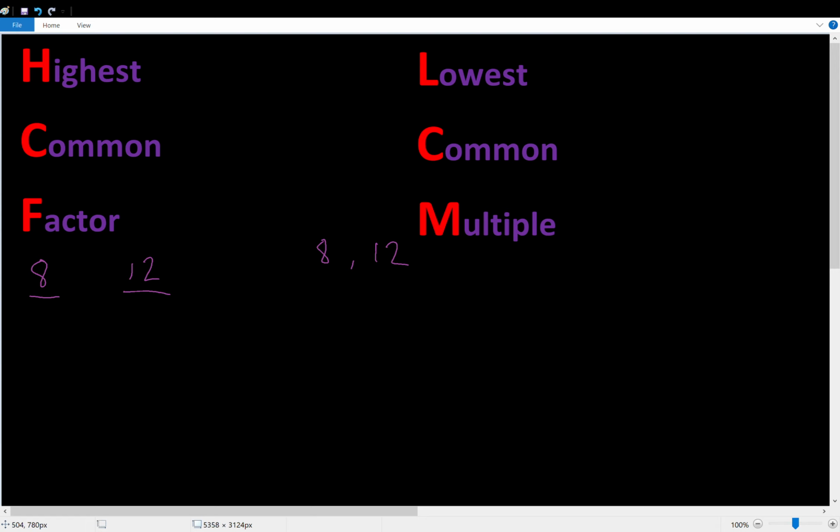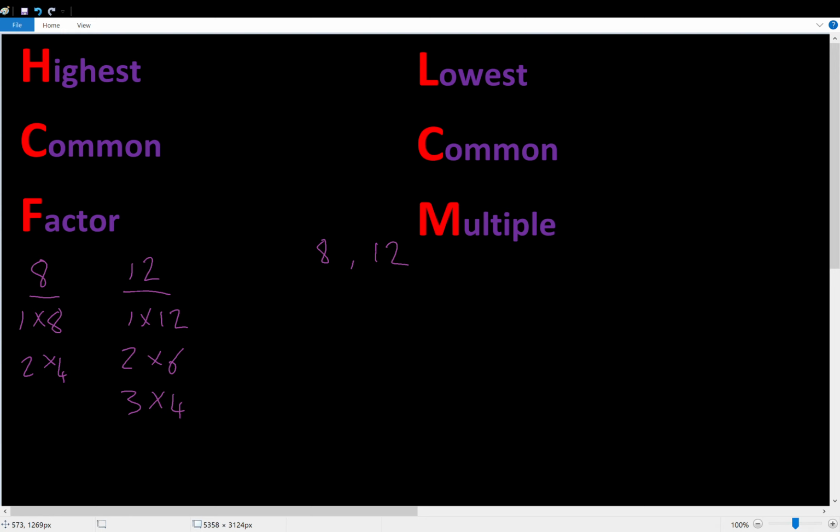So the factors of 8 are numbers that multiply together to give us 8. So we'd have 1 times 8, and we have 2 times 4. And the factors of 12 are going to be numbers that multiply together to give us 12. So we've got 1 times 12, we've got 2 times 6, and we have 3 times 4.